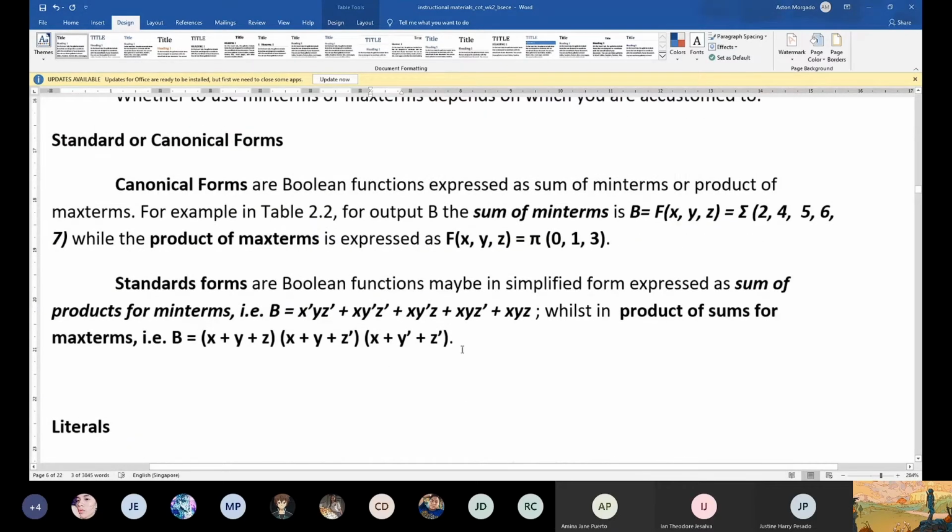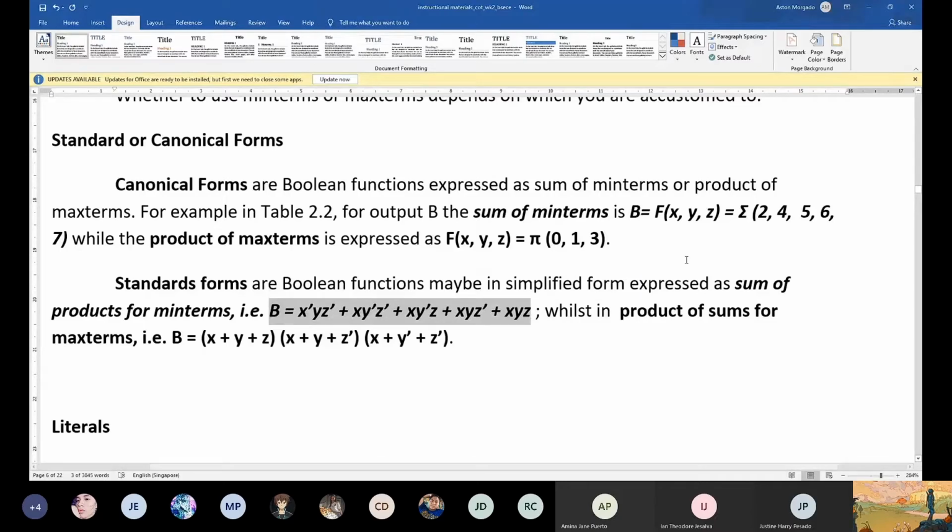Okay. So let's check. This is supposed to be minterm 2, minterm 4, minterm 5, then minterm 6, and minterm 7. So this is canonical form, and this is standard form for minterms.